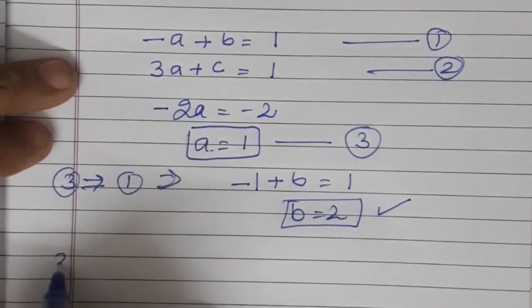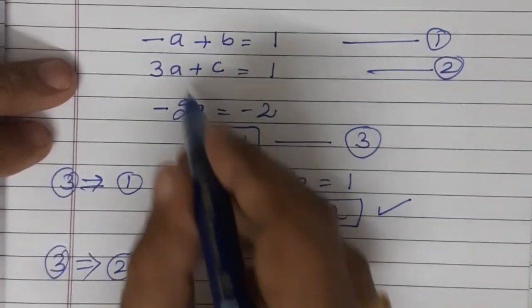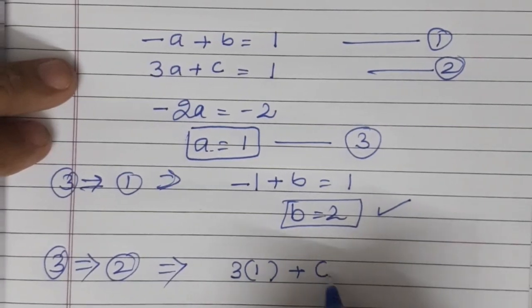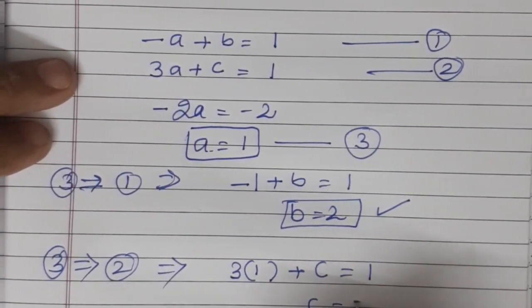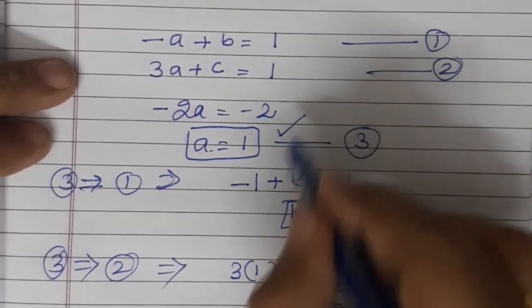Similarly, I am going to use this equation 3 in equation 2. I will get 3 into a, that is 1, plus c is 1. So c will be equal to 1 minus 3, which is minus 2. तो अपने पास a, b और c तीनों आ गए.